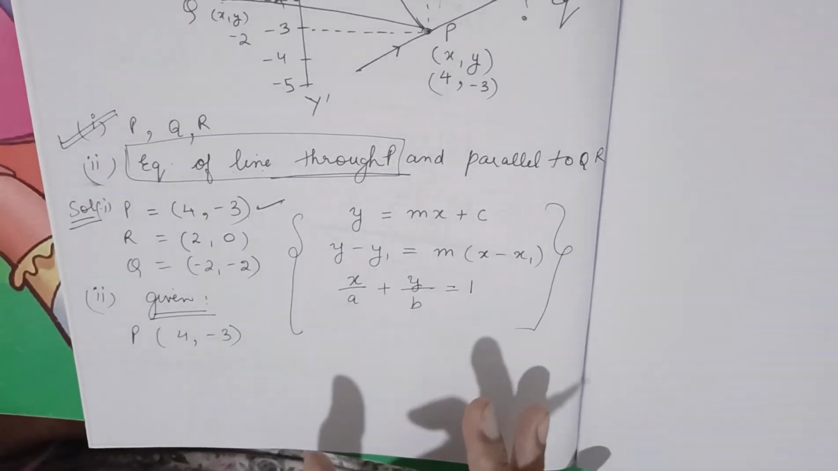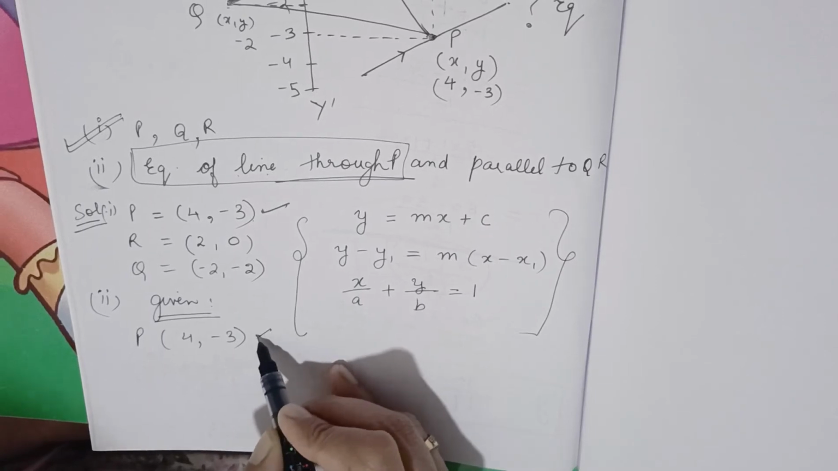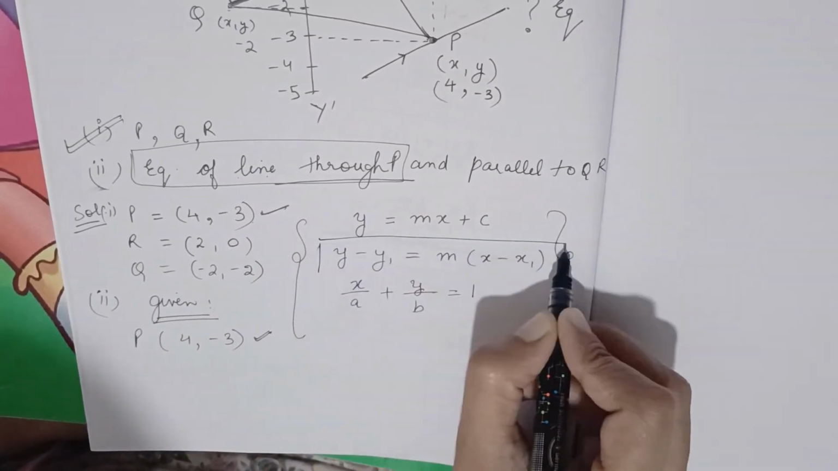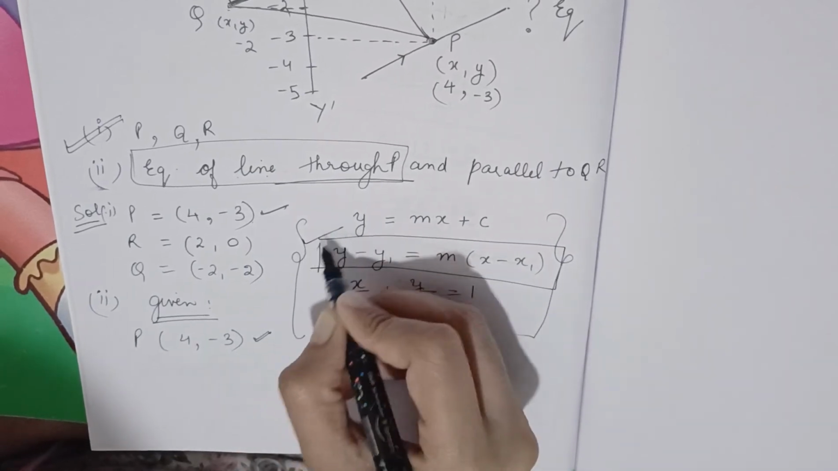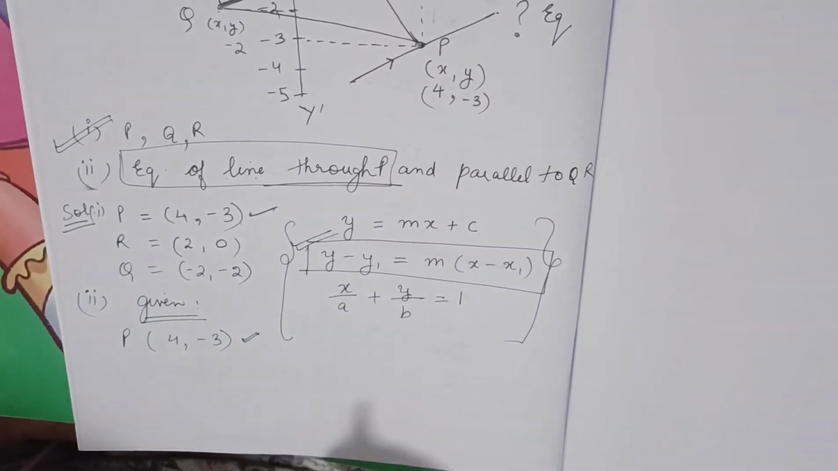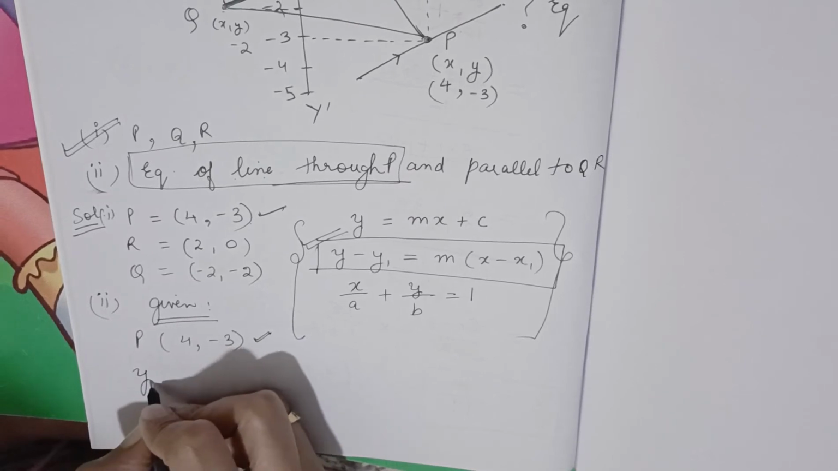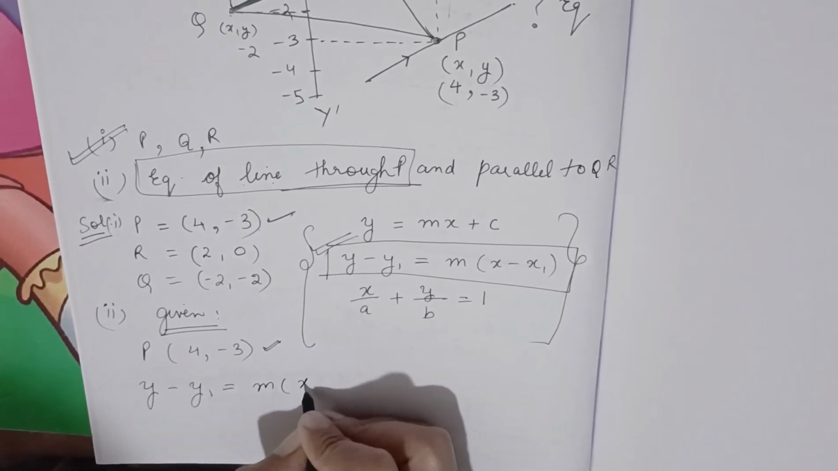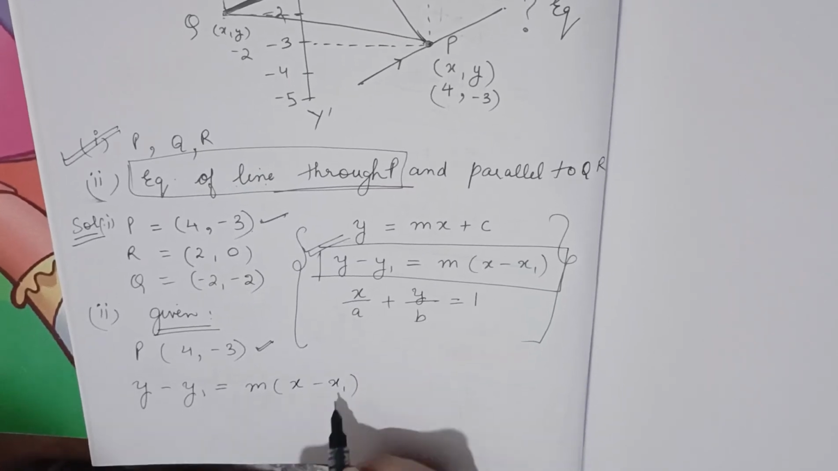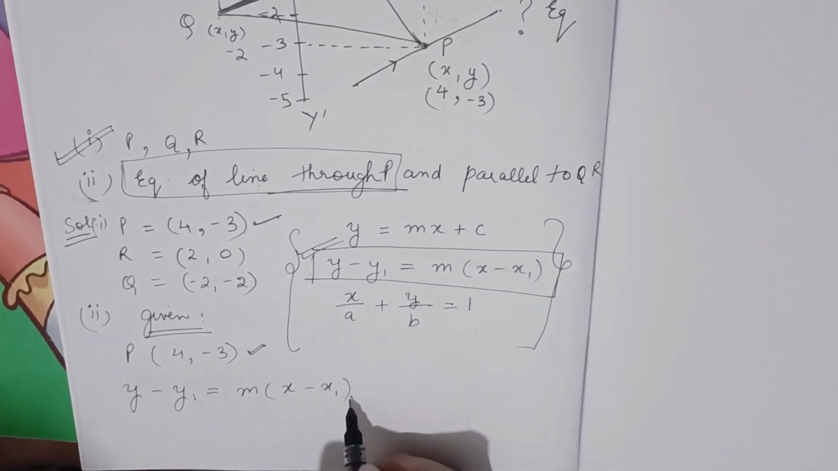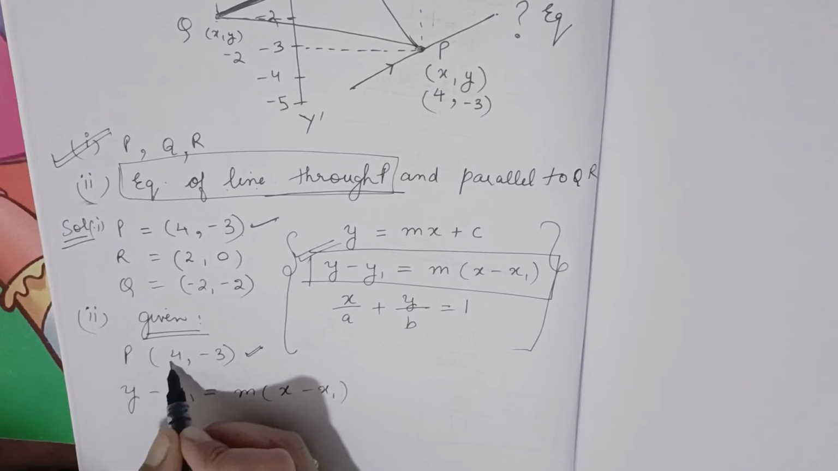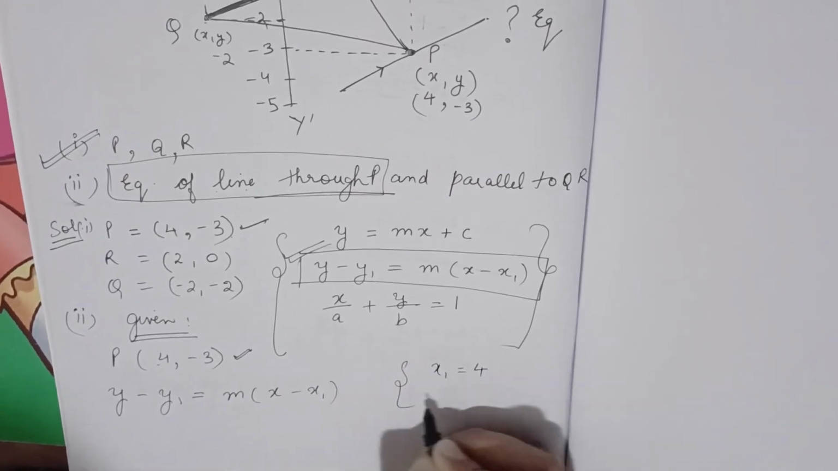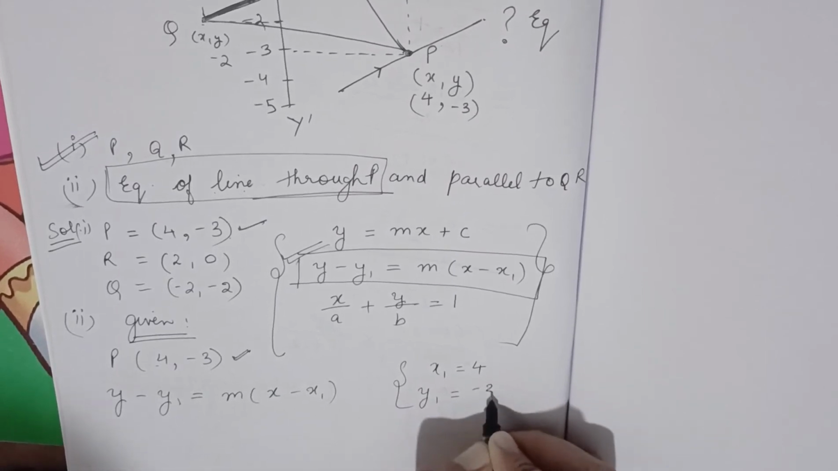So now which one will we choose? See, one of the coordinates we know. So whenever we know coordinates, only this form of equation we can use. Okay, so now we have recognized the form of equation which we can use. Now here we know the values of x1 and y1. Those are the coordinates of point P. Here x1 is 4 and y1 is minus 3.